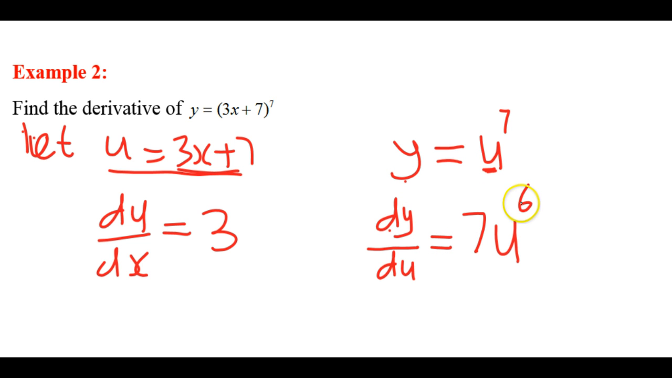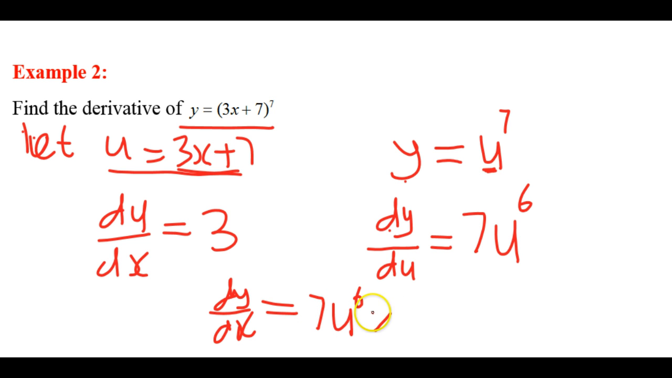That's the power rule. And so using the formula, we say that dy/dx, that's the general form of differentiating this, will be equal to dy/du, and dy/du is 7u to the power 6, times du/dx, which is 3.